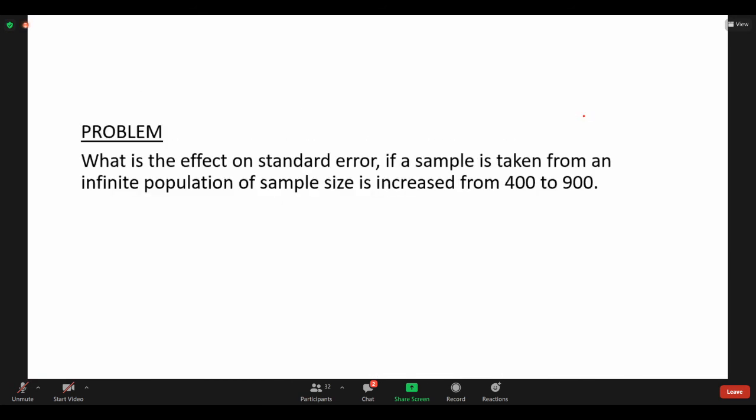Now all of you see this question. What is the effect on standard error if a sample is taken from an infinite population and the sample size is increased from 400 to 600? All of you go through that question.